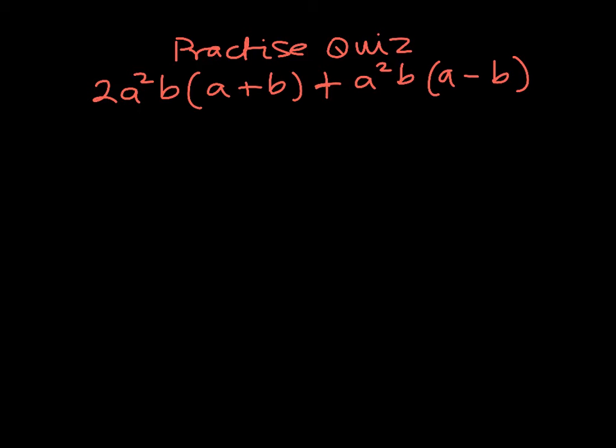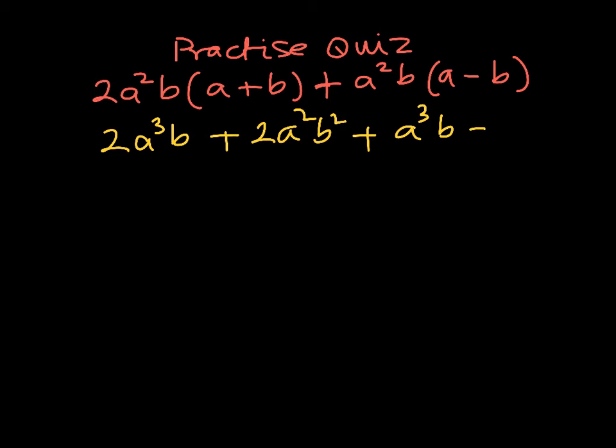So 2a squared multiplied by a, that's a squared times a, that's going to be a raised to the third power, so that's going to be 2a raised to the power 3 b. Then 2a squared times b, so b times b is b squared, so it's going to be 2a squared b squared, plus a squared b times a, that's going to be a raised to the third b, minus a raised to the second power b squared.